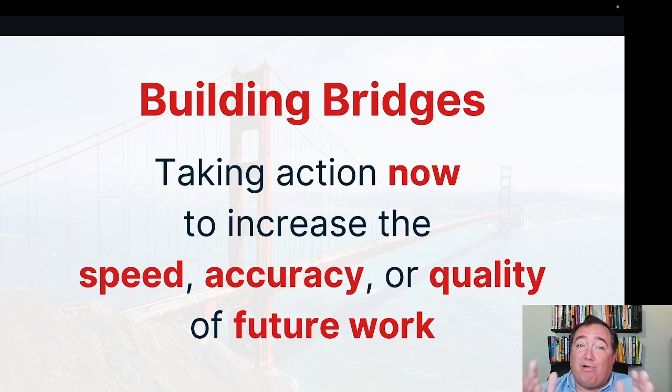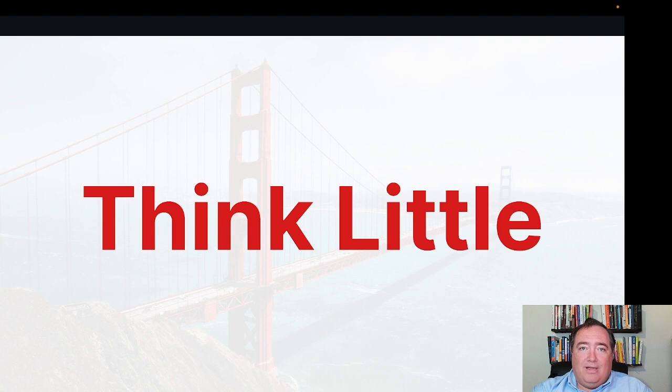So a productivity bridge is what you get. It's a template, an automation, a strategy, something that you get when you invest some energy and time and effort now in order to increase the speed, accuracy, or quality of future work, and thus save more time and effort in the future. That's how we do more work with less time and effort. And when we do this, we think little. We don't think about building systems. We think about solving problems. We think about speeding up workflows, making work easier.